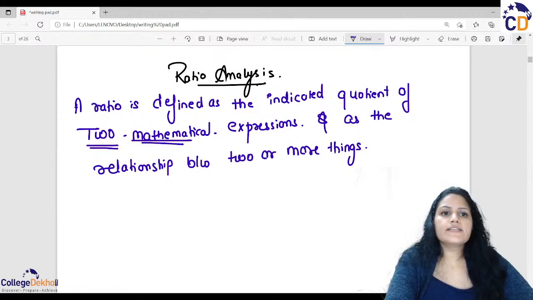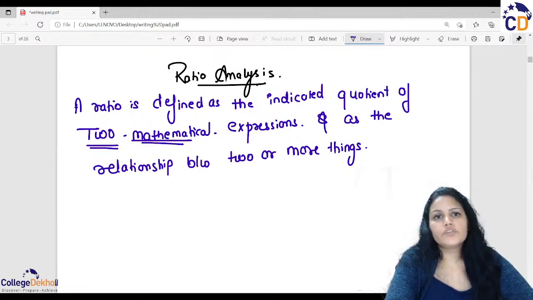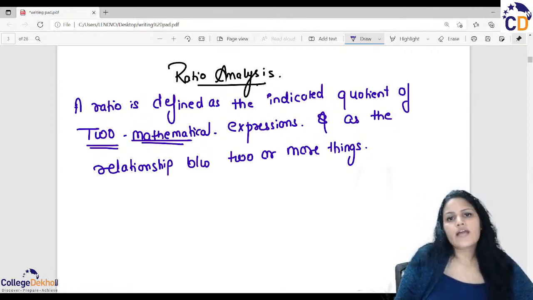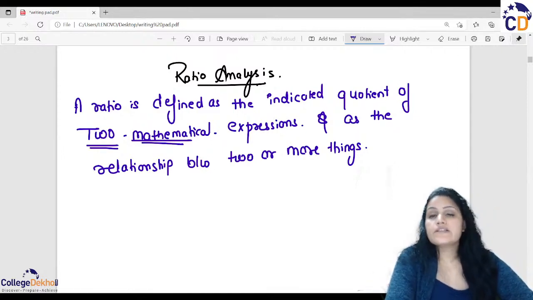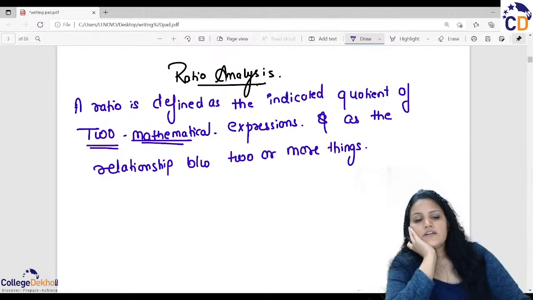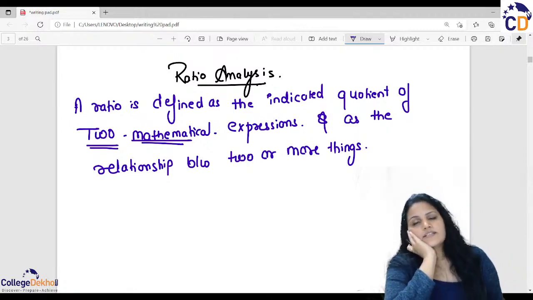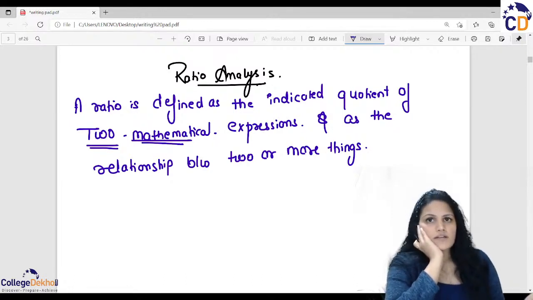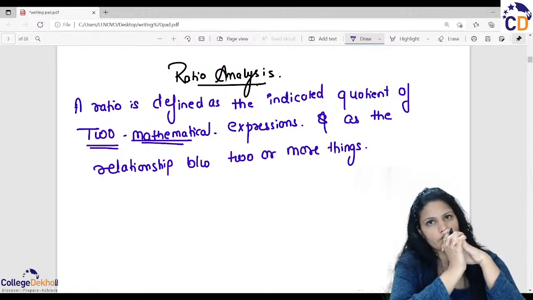Understood? So basically, it is just like two mathematical expressions, and we compare both expressions with each other to calculate a percentage or a ratio, whether in terms of percentage or in terms of times. Suppose, when we analyze the company's balance sheet, we say that last year the company's profit was 25% of its sales, and this year its profit rose to 35% of the sales. So compared to last year, there is a hike of 10% in terms of profit.